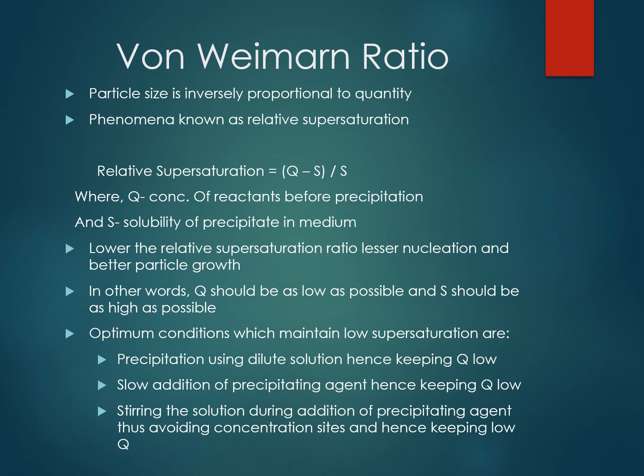Then to achieve this stage of lower ratio, or lower relative supersaturation, one needs to focus on maintaining the optimum conditions. What are these conditions now? First is using dilute solutions as precipitating agents, thereby keeping the Q, that is the concentration of the substances, as low as possible. Further, the precipitating agent needs to be added slowly with constant stirring of the solution while adding it. This avoids concentration sites, which will help to achieve lower Q values and ultimately lower relative supersaturation, giving precipitate with better particle growth.